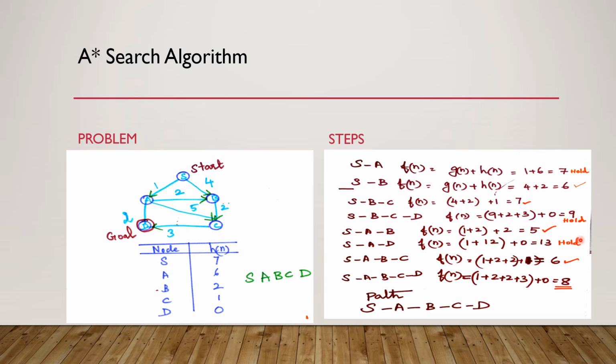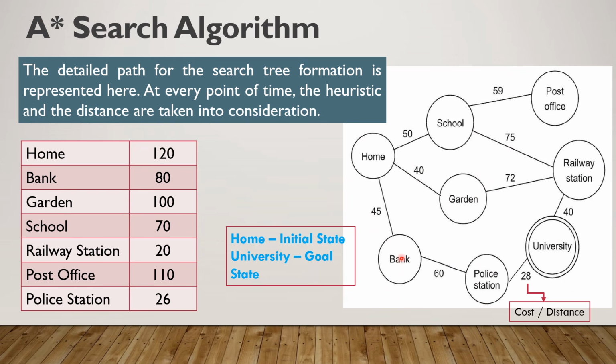So this is the way we can use the A star search algorithm. Another example, it is a very interesting example. Here this is the structure, and our aim is to go from home to university. Home is the starting point, the starting location, and university is the goal state and ending location. From home to university, how do we find the optimal path?